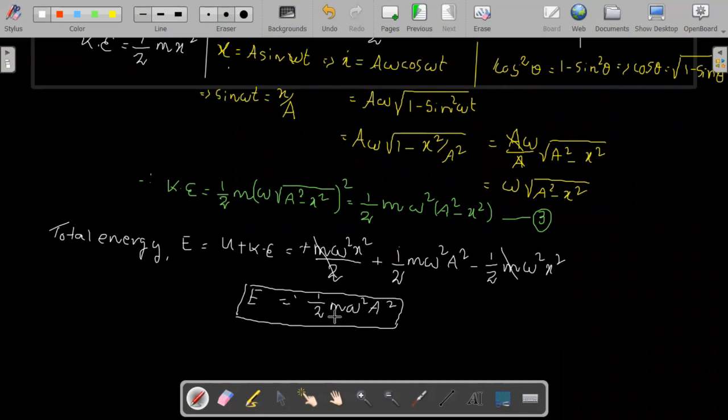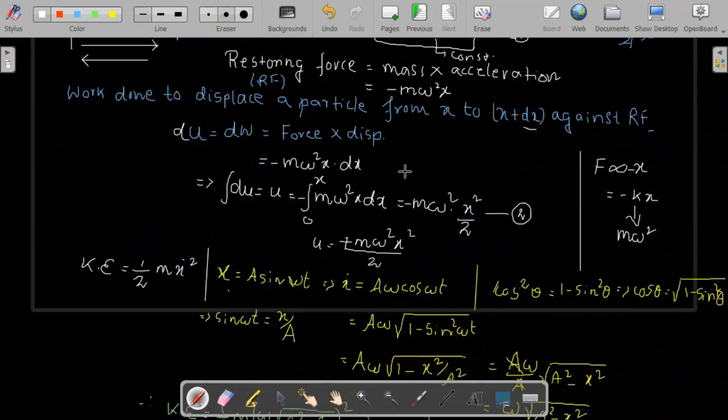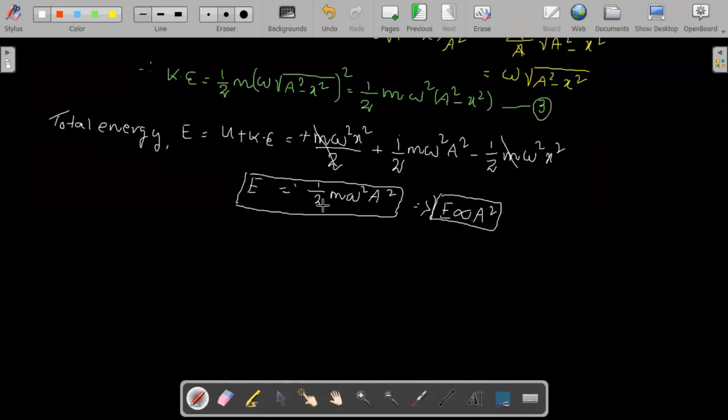Now the mass of the system is constant. Omega is the frequency, which is again a constant. So it obviously means that the energy is directly proportional to the amplitude square. So this is the result that we have. And if the question is, what is the energy of a simple harmonic oscillator? You would simply write it as half m omega square A square. That's the total energy. And that means that the energy is proportional to the amplitude square.